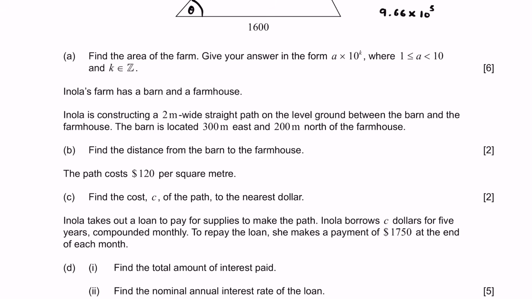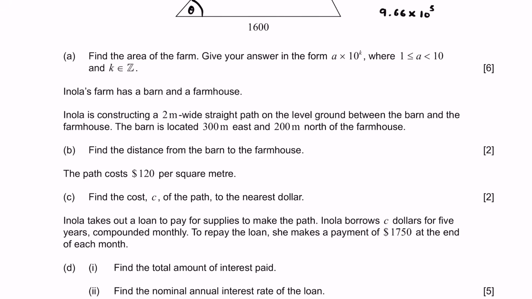Enola's farm has a barn and a farmhouse. Enola is constructing a 2-meter wide straight path on the level ground between the barn and the farmhouse. The barn is located 300 meters east and 200 meters north of the farmhouse. Part B asks us to find the distance from the barn to the farmhouse.